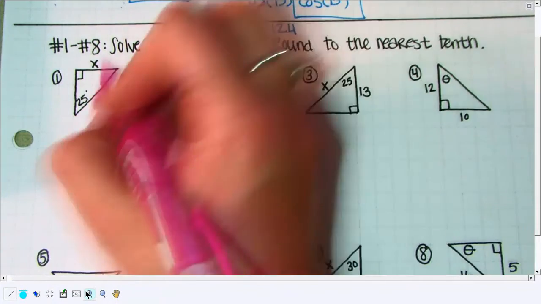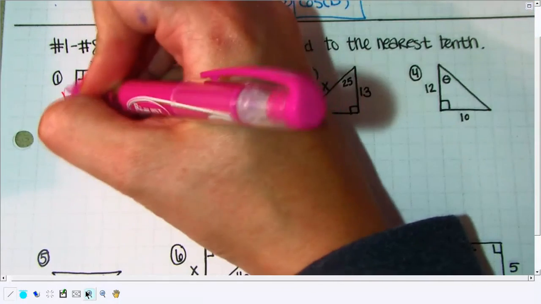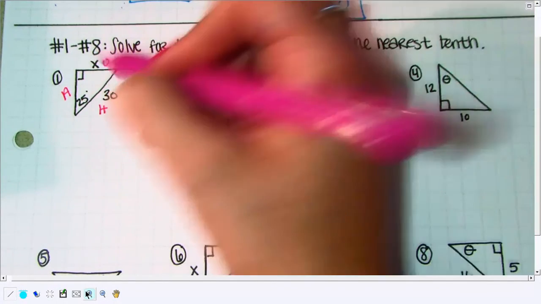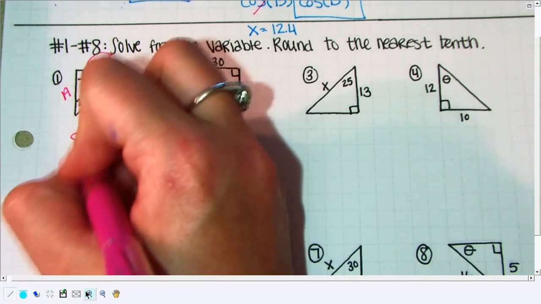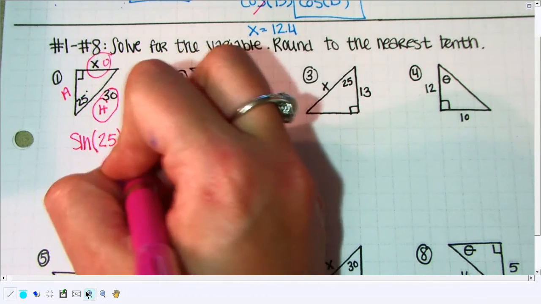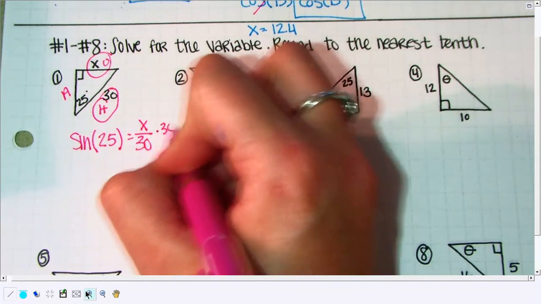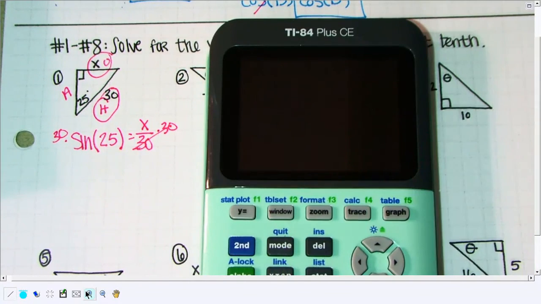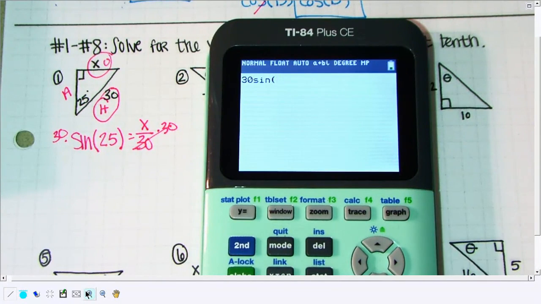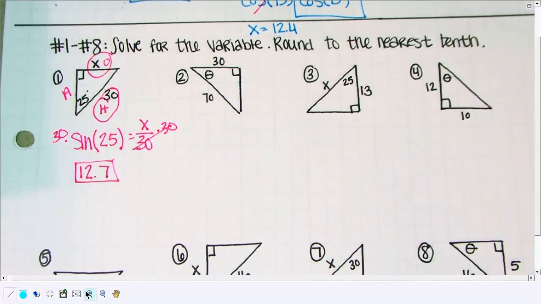We'll label first. Across from 90 is H. This is O. This is A. By default, I have O and I have H. So that's sine. So this is the sine of the angle. So sine of 25 equals opposite x over hypotenuse 30. I'm going to multiply both sides by 30. These will cancel. So when I multiply in my calculator, 30 sine of 25, I get 12.7. Make sure that your calculator is in the correct mode, because if it's not, it's not going to work.